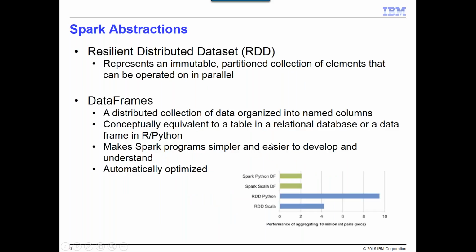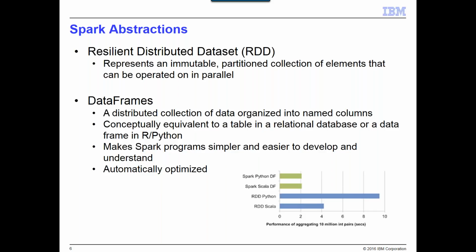So Spark has a number of abstractions. The original one that came with Spark is something called the Resilient Distributed Data Set, or RDD. This is basically a distributed collection of objects, all of the same type, across the cluster. A few things to note about RDDs is they're immutable, and once you have data in an RDD and you operate on an RDD, all the data is operated on in parallel.